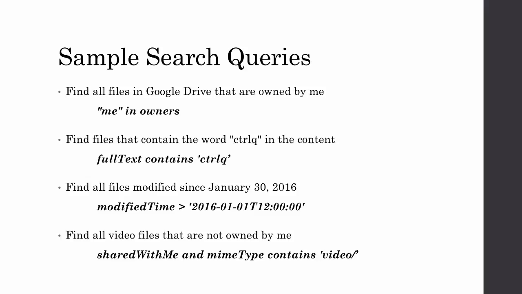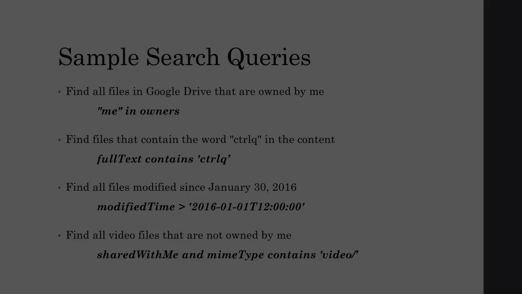Similarly, if you're looking for files that have been modified since a particular date, you use the modified time operator. And finally, if you're only looking for files that are shared with you, you say shared with me, and you can use Boolean operators as well to combine two or more queries. This is just a partial list of search operators that are supported by Drive Search. You can check the add-on documentation for links to more search operators that you can use in your search queries.